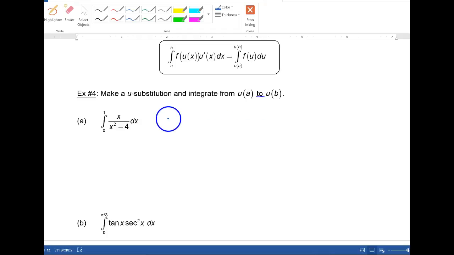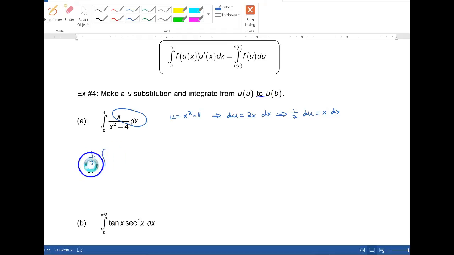Okay, so our example, we want to make u equal to x squared minus 4. So du is 2x dx. Now I see I have an x and a dx, not a 2, so I'm going to keep in mind that 1/2 du is x dx. So I basically have 1/2 out in front, and then I have a 1 over u and a du.